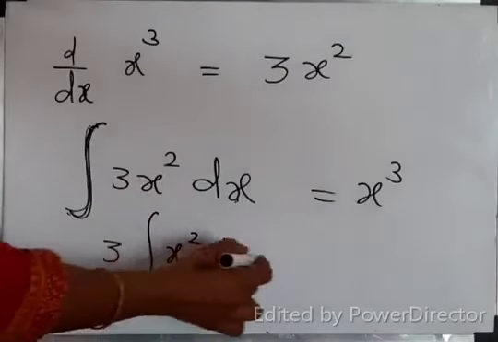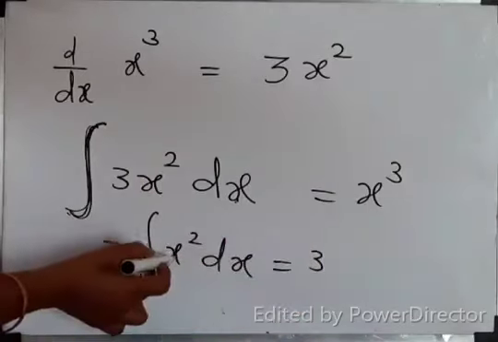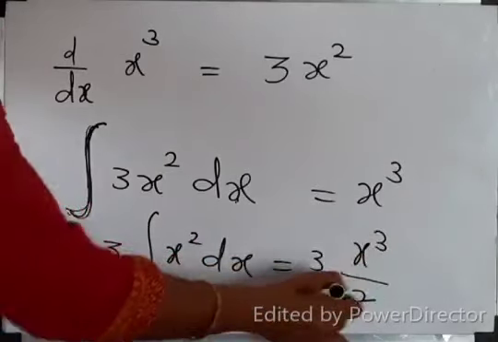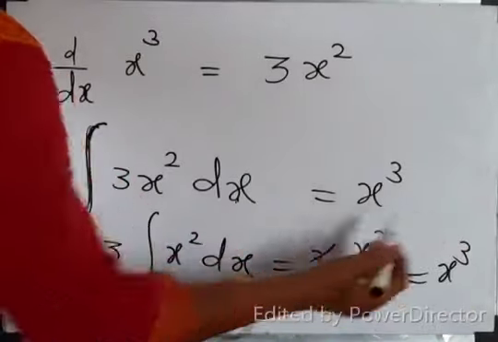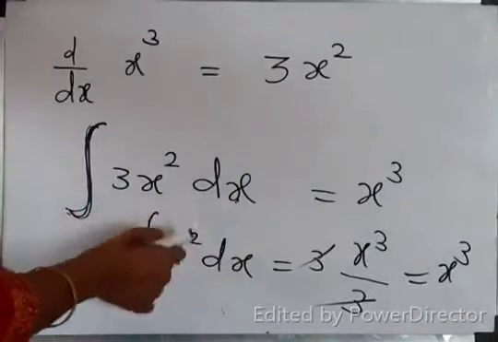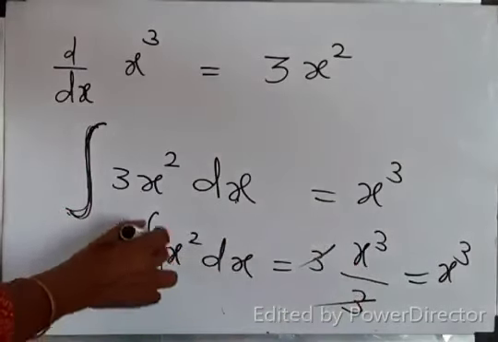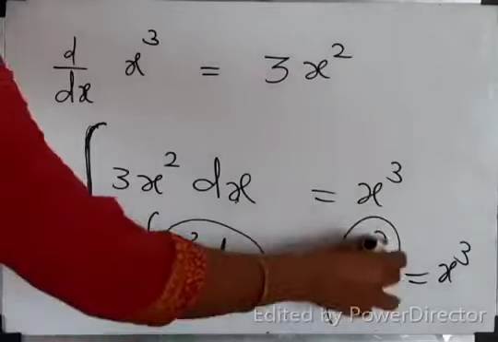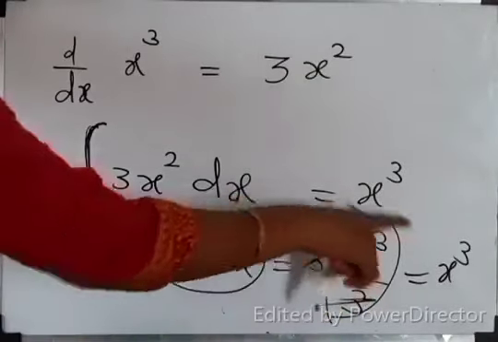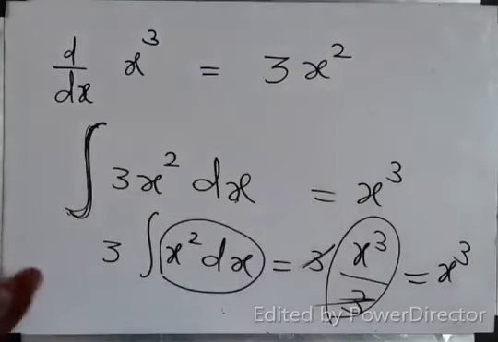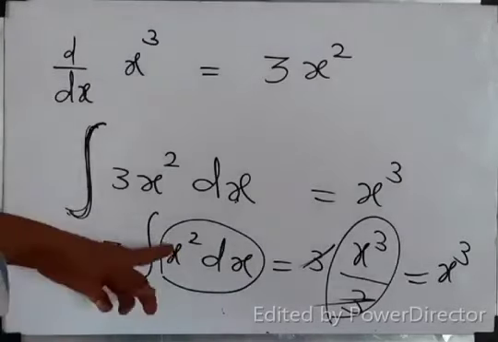Now the answer is 3 outside. Integral of x square is x cube by 3. Only then you will get x cube. Am I right? Yes or no? The answer should be x power 3 by 3. Correct? For x squared, if you do integration, the answer is x cube by 3. Only then the 3 will get cancelled. You should get the question back, x cube. Am I clear enough?